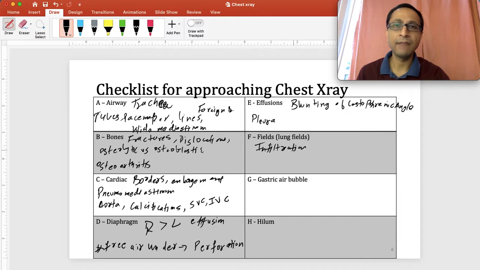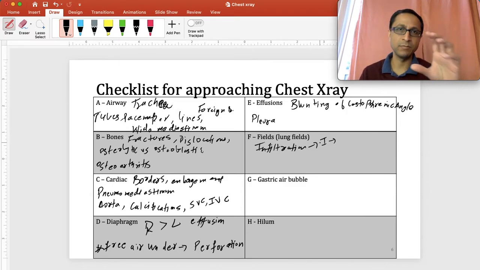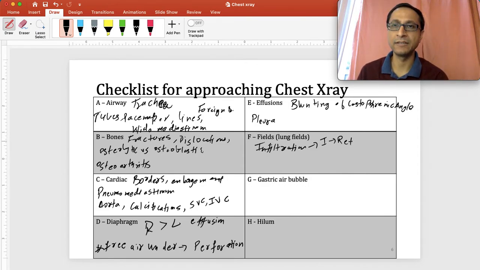Now, if they have interstitial infiltration, it's usually called reticular. They use the word reticular. And again, of course, they won't have reticular on the X-ray, but in the question, look for reticular. That means interstitial infiltration. And if it's alveolar, A for alveolar, alveolar infiltration, they usually use patchy, or even nodular.